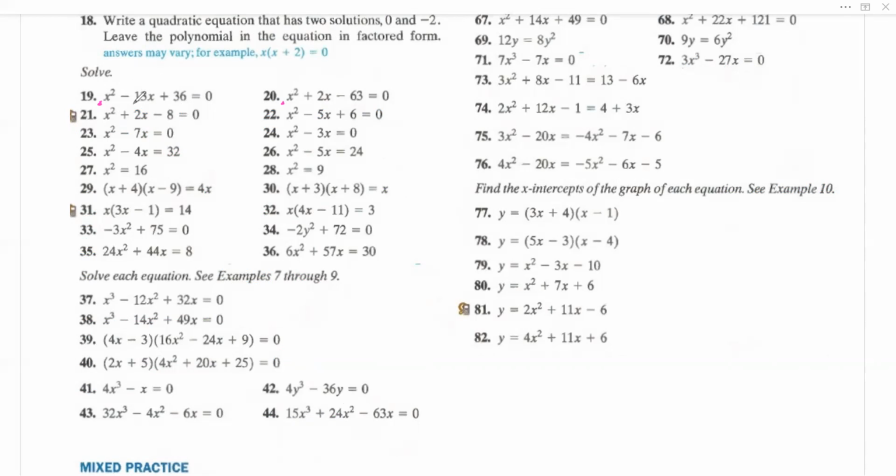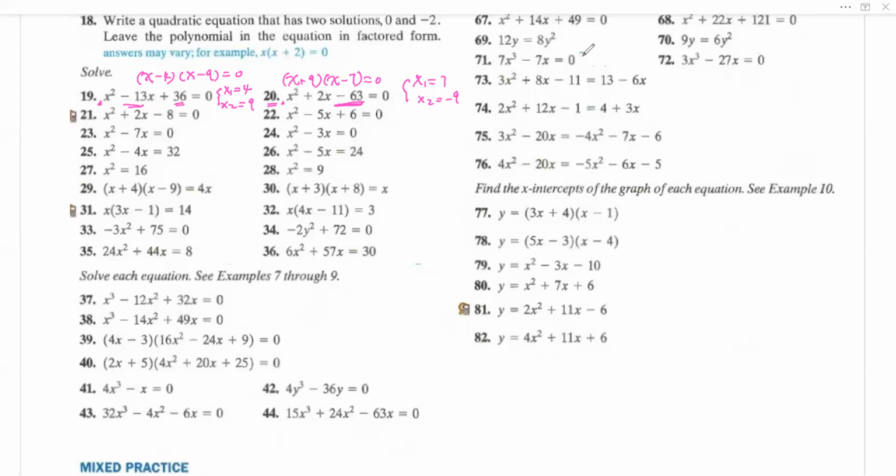Okay, number 19. First, 36, -13. So (x minus 4)(x minus 9), right? So one of the answers is 4. The other one is 9, right? For number 20, -63, 7, 9, right? So you need (x + 9)(x - 7). You get 0, so you have two solutions. First solution is 7, second solution is -9. Pretty easy, right?